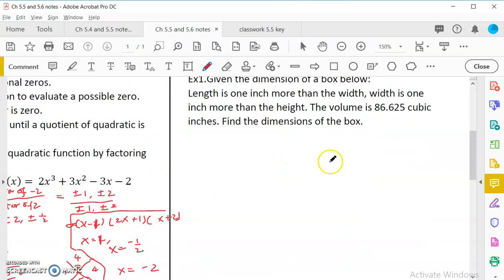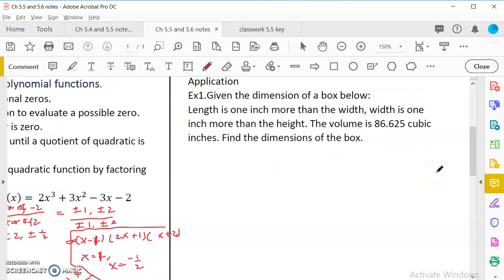The next one is to use whatever you learned to solve a polynomial application. We only work with the dimensions of a box. So there's a box, so just draw this, and we assume that it's a rectangular box. Length is 1 inch more than the width. Width is 1 inch more than the height. So let's say height is x. The width is x plus 1 because it's 1 inch more than that. And then the length is 1 inch more than this, so x plus 1 plus 1, x plus 2 is the length.